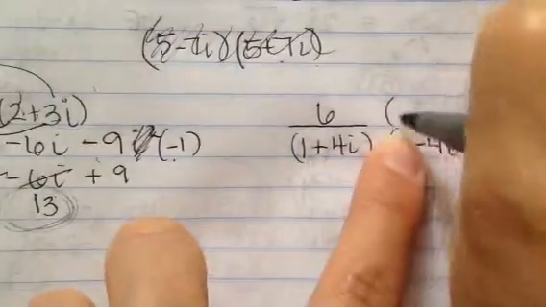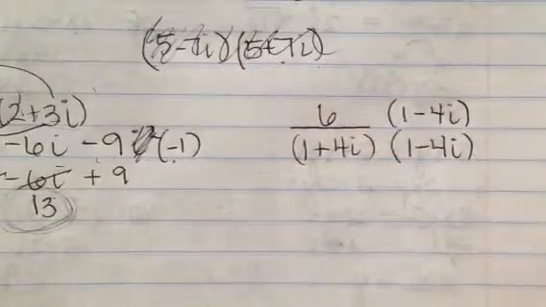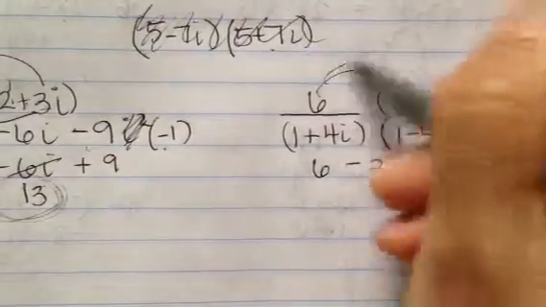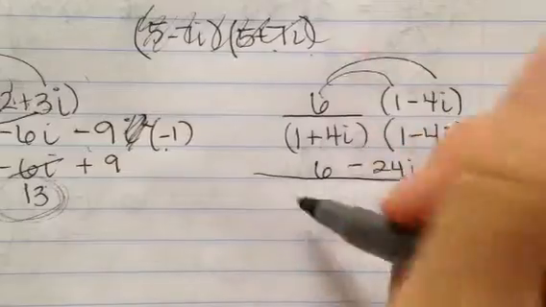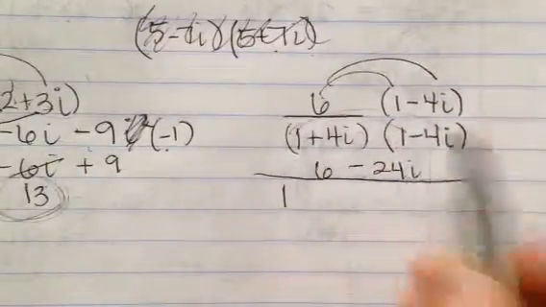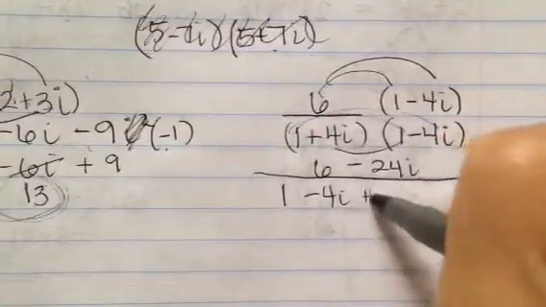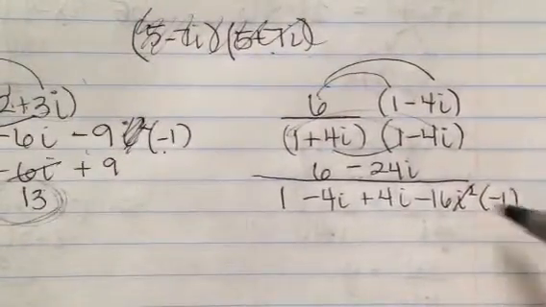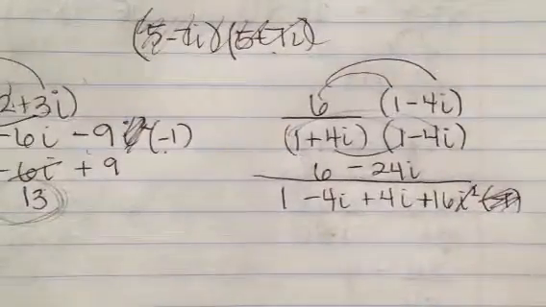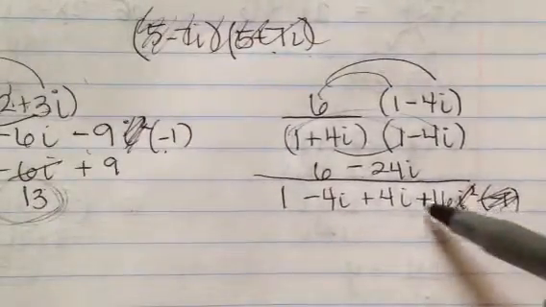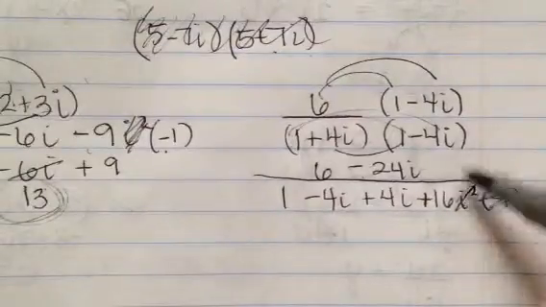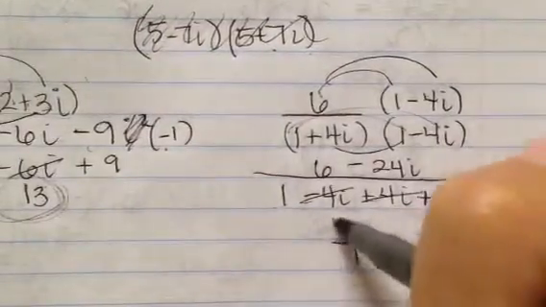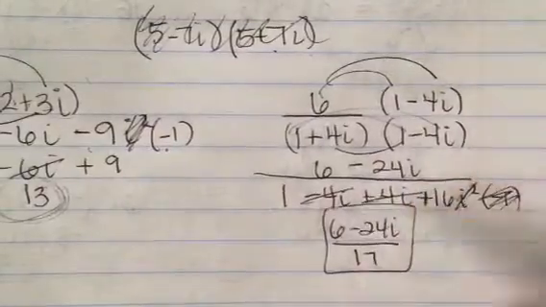And whatever you multiply to the bottom, you have to multiply to the top. So 1 minus 4i on top and on bottom. So 6 times 1 is 6 minus 24i. Okay, and then on the bottom, 1 times 1 is 1. And then it's going to be negative 4i plus 4i minus 16i squared, which i squared is just negative 1. So negative 16 times negative 1, I'm just going to make that positive 16. So what I do is when there's an i squared there, I just change the sign in front of it. So it makes it easier so you don't have to keep on rewriting it. Okay, and then minus 4i and plus 4i go away. 1 plus 16 is 17. So 6 minus 24i over 17 is our answer.